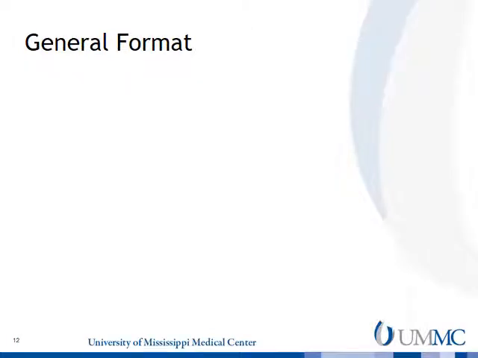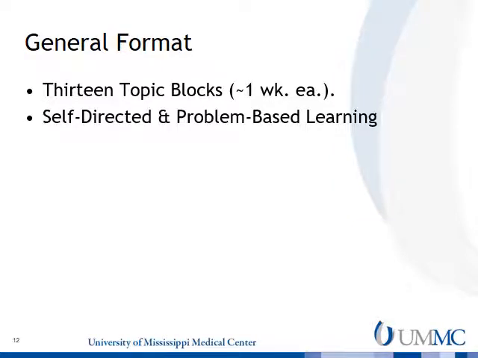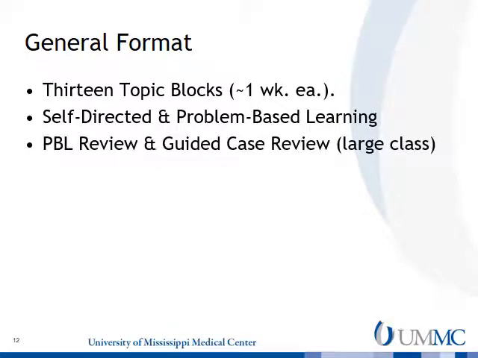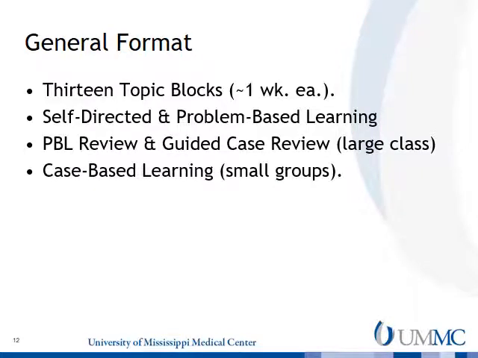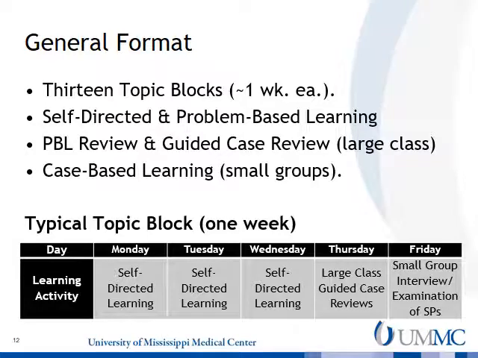Medical Neuroscience and Behavior 2 is arranged in 13 topic blocks, which each cover a general topic such as seizure or mood disorders. Each block begins with self-directed and problem-based learning. Students then meet with a content expert to review their PBL assignment and to go over several additional cases in a guided case review session. A topic block finishes with case-based learning with small groups of students examining or interviewing standardized patients. This table gives a breakdown of a typical topic block.